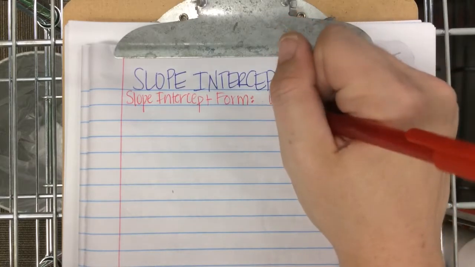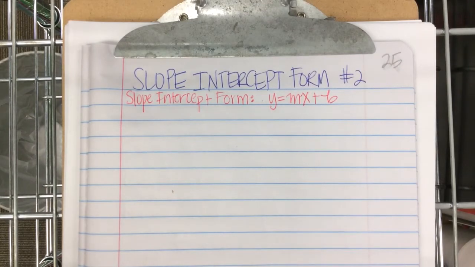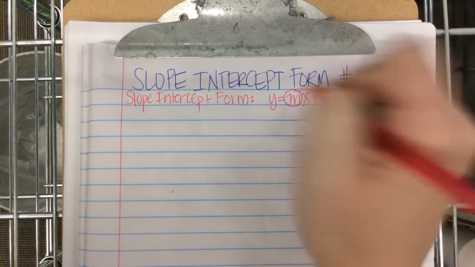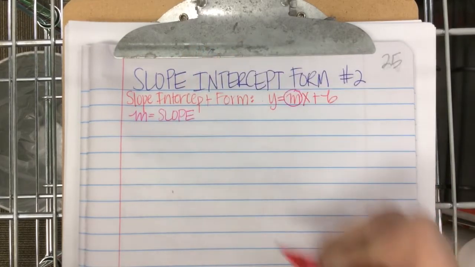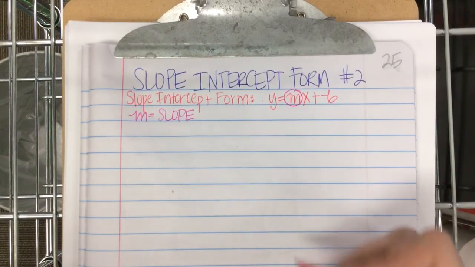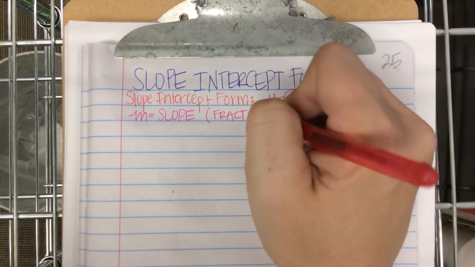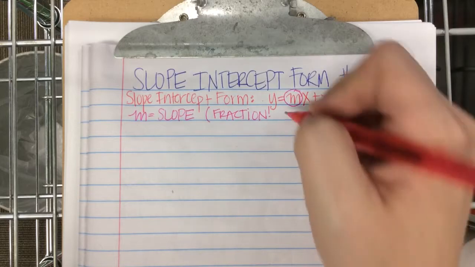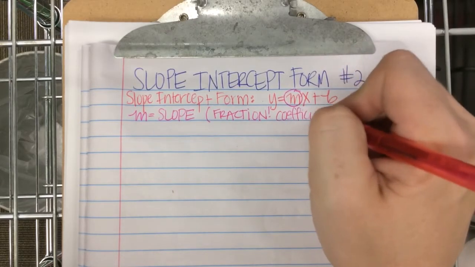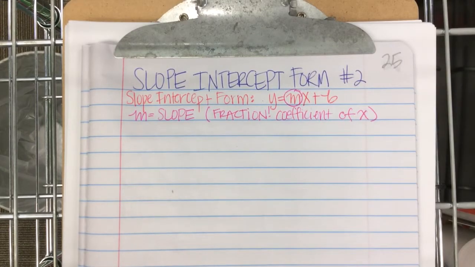And slope-intercept form is y equals mx plus b. And in that, m is your slope. It should be a fraction, right? It's the coefficient of x. M is your slope.